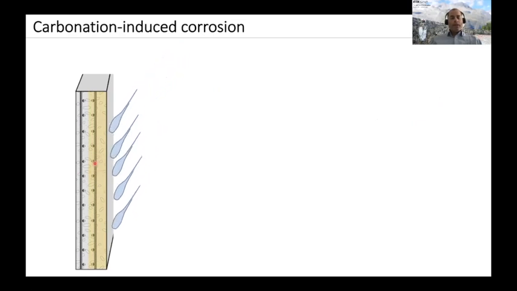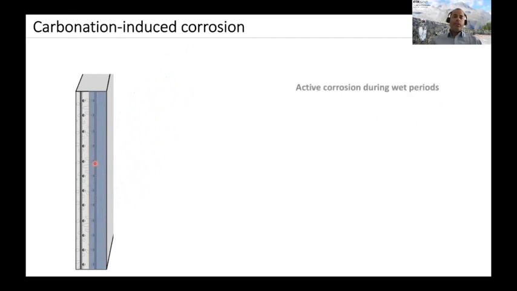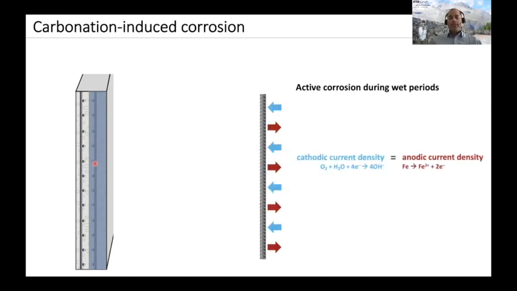Now, once this concrete surface gets wet, we also get moisture penetrating to the steel, and that is what ultimately can trigger corrosion of steel in carbonated concrete. So basically we have only active corrosion during wet periods. In that case, the corrosion mechanism is of a uniform or close to uniform morphology, where the cathodic reactions, here shown in blue, and the anodic reactions, shown in red, are uniformly distributed over the steel surface.